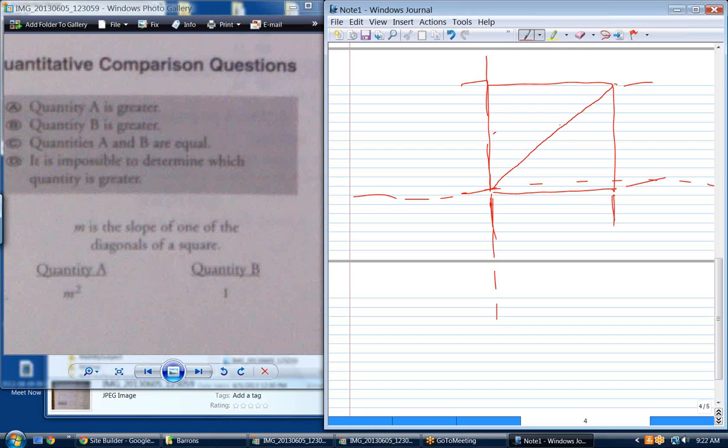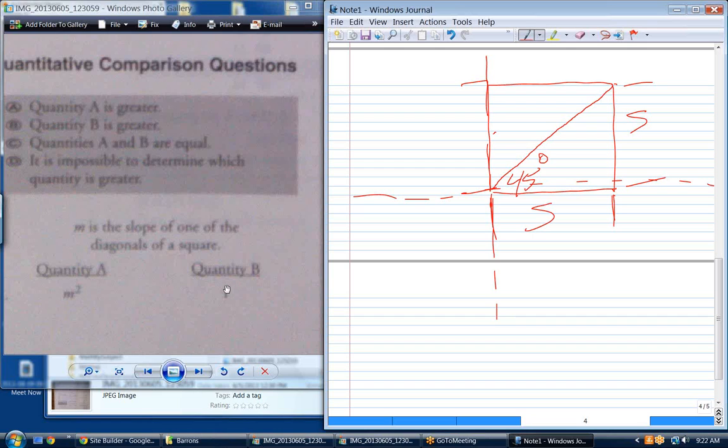So what's the slope of this line? I'm just going to say 1 over 1. S over S, because it's a square, the height is the same as the base. Okay. So the slope of the diagonal of a square is always 1. This is always a 45-degree angle here. So 1 squared is equal to 1.